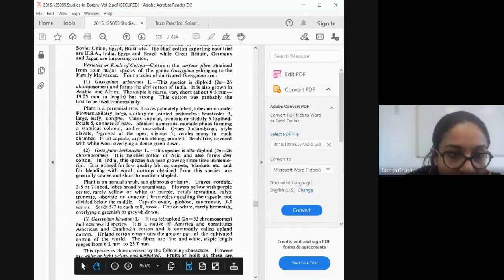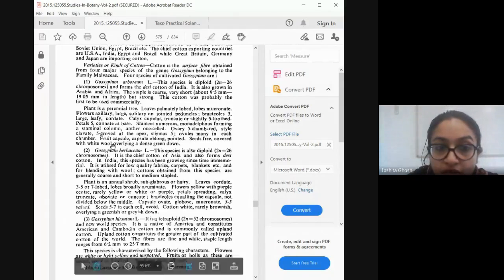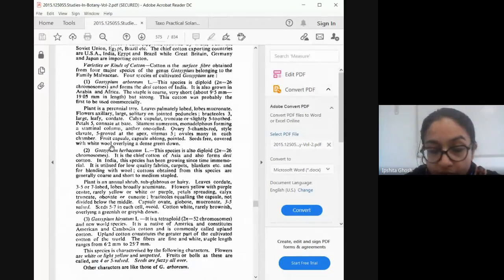Okay. Like I said, if asked which is the most commercially popular species of cotton, you can say it's Gossypium arboreum. Here also the ovary is 5-chambered, stamens are numerous, and the fruit is capsule type. Okay. Just know that, I think it is sufficient.